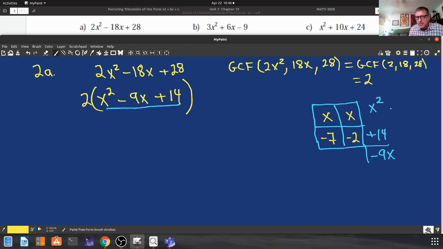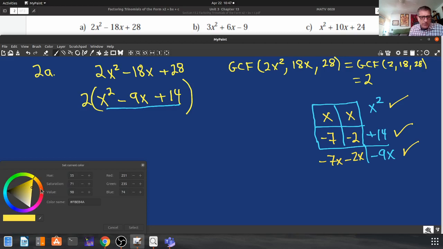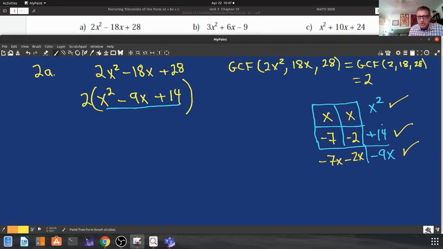So x times x gives me x squared. Minus 7 times minus 2 gives me plus 14. X times minus 7 gives me minus 7x, and x times minus 2 gives me minus 2x. Minus 7x minus 2x gives me minus 9x. So I'm ready to extract my factorization. And if you're good at this, you certainly don't have to do this, but since you're learning, I'm going to do this every time.